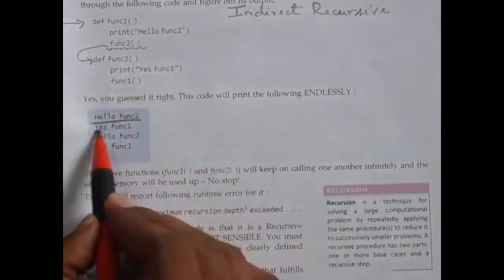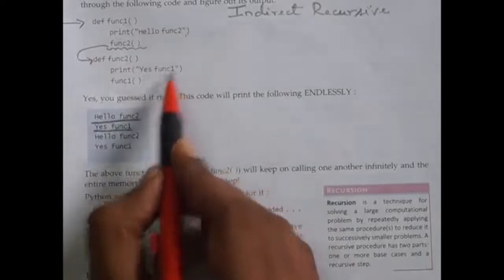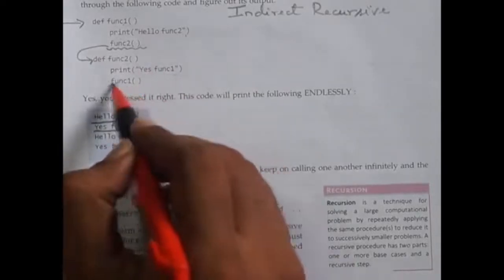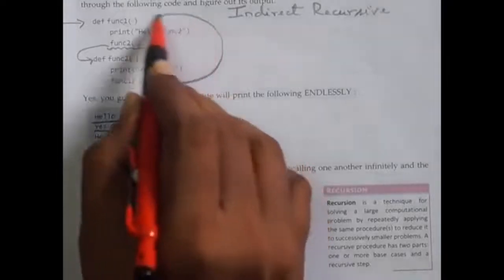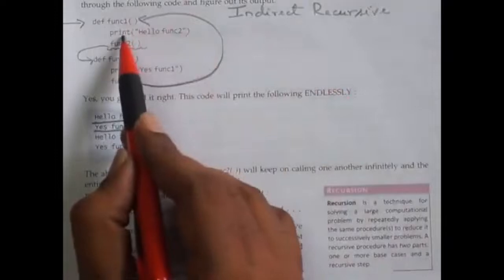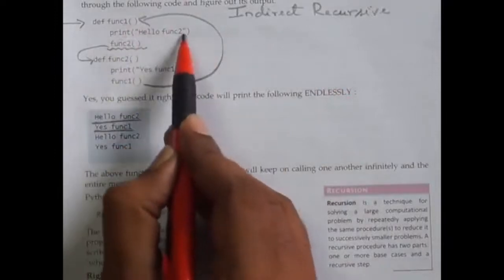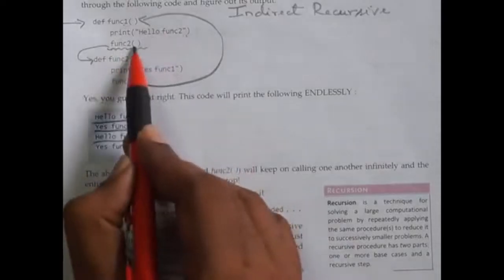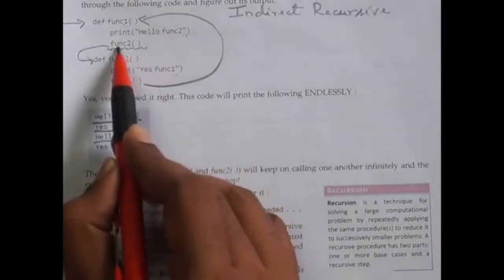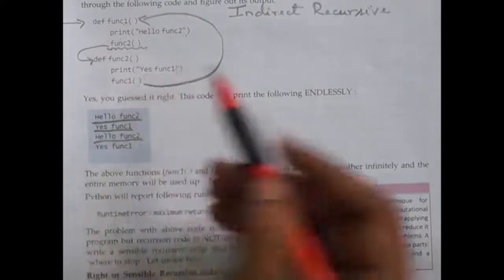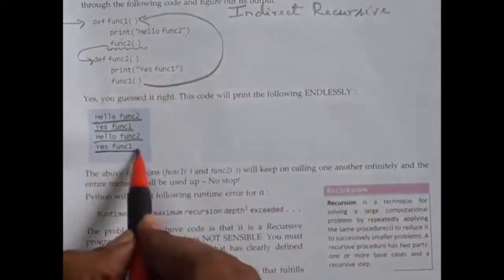And here the func1 function, that means this will call this function. Then it will print hello func2. Then the func2 function is a calling statement, so it will call this statement. So it will print what? Yes func1. So it will print yes func1.